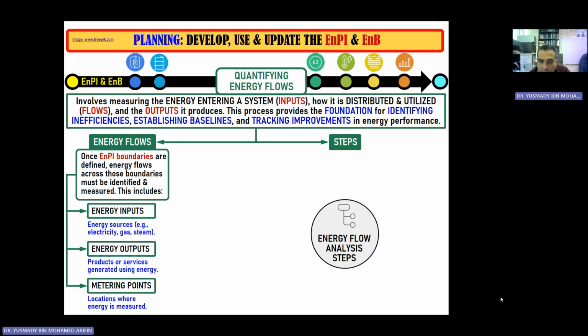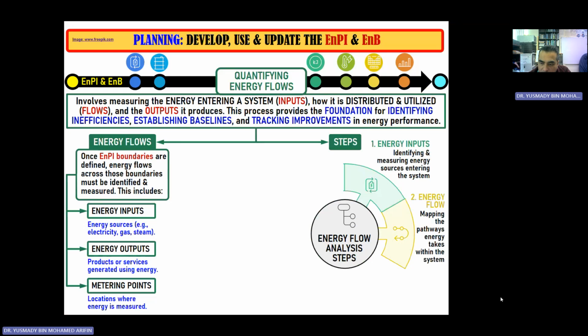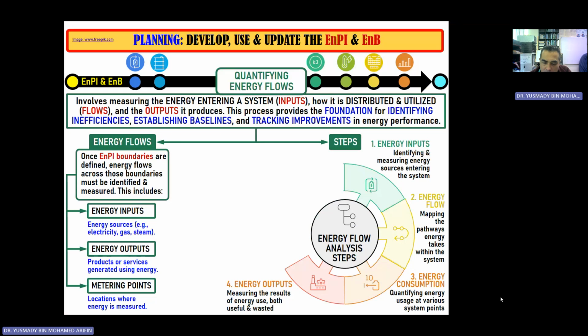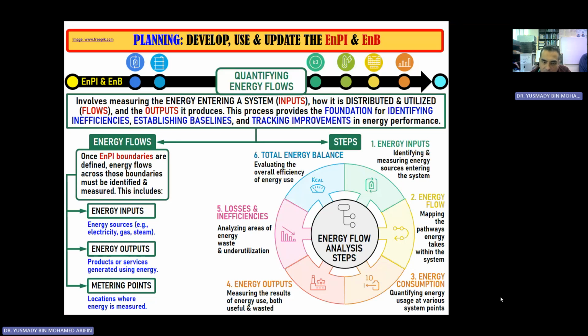So the energy flow analysis steps involve, first, energy input. We need to identify and also measure the energy sources entering the system. Step number 2, energy flow. We need to map the pathway energy takes within the system. Step number 3, energy consumption, quantifying energy usage at various system points. Step 4, energy output, measuring the result of energy use, both useful and wasted. Number 5, losses and inefficiency. We need to analyze areas of energy waste and underutilization. And the last one, the total energy balance, where we need to evaluate the overall efficiency of energy use. So these are the steps for quantifying energy flow.